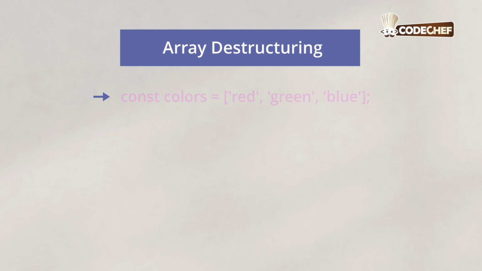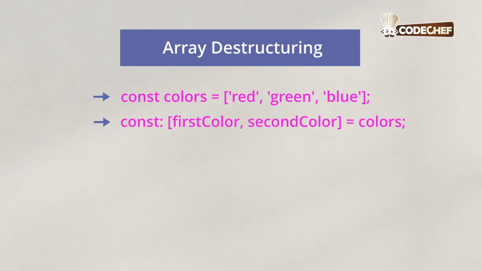Array destructuring. Array destructuring works based on position. The first variable gets the value at index 0, the second at index 1, and so on. This is much cleaner than accessing array values using indexes repeatedly.